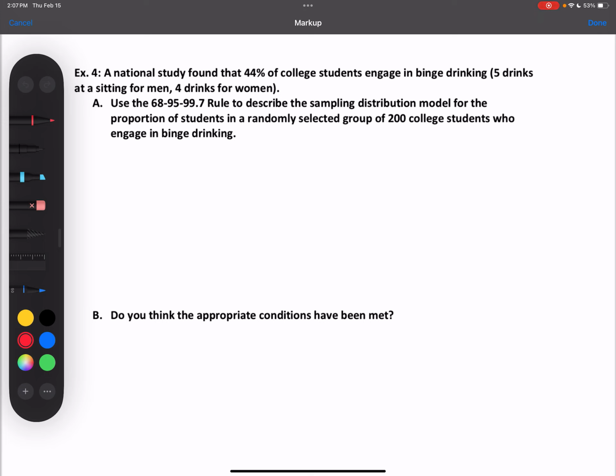I hate this rule. All right, so let's start out with mean and standard deviation. So mu of p hat is what? It's given to you. 0.44. Standard deviation of p hat is the square root of 0.44 times 0.56 over 200, because that's the number of students we're looking at.